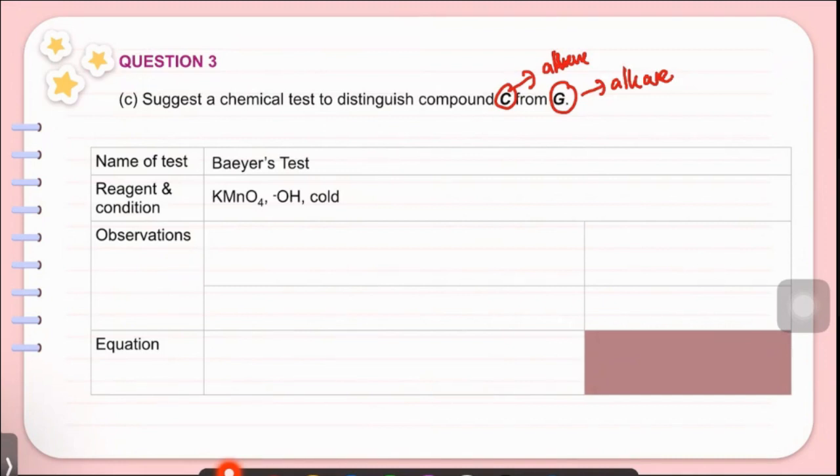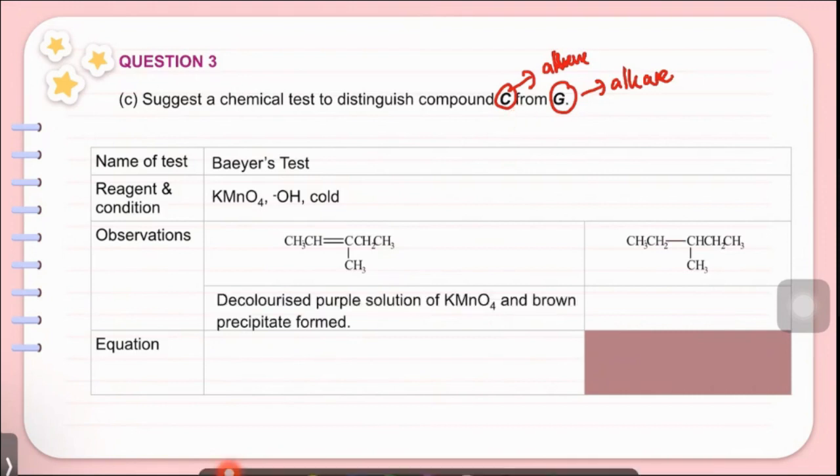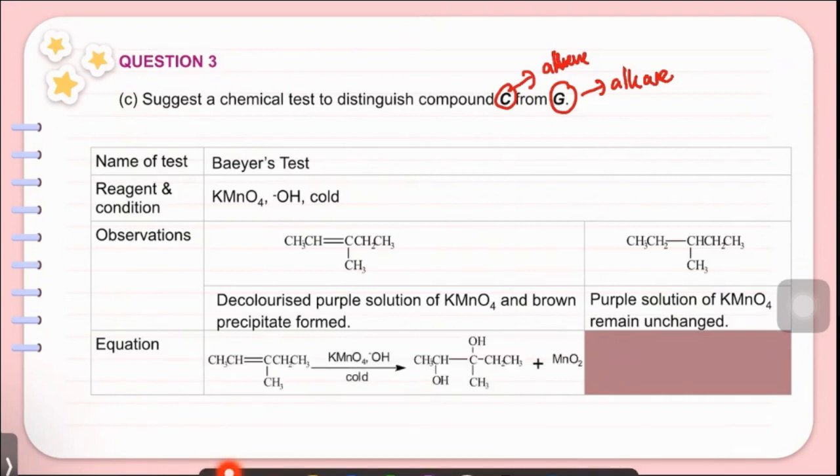So you all lukislah compound C and then compound G. Okay, so this is compound C, this is compound G. So apa observation yang sepatutnya kita dapat untuk compound C iaitu alkene? So decolorized purple solution of KMnO4 and brown precipitate is formed. While compound G, purple solution of KMnO4 remains unchanged. So, and then the last one, write down the equation for the reaction that occurs.